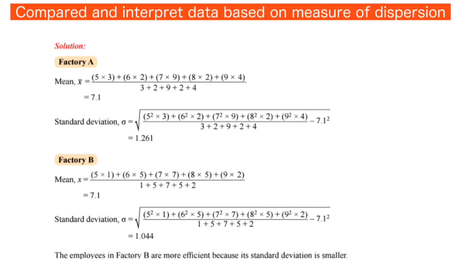So you do the same for factory B. For factory B, the mean is 7.1. So both factories have the same mean, but the standard deviation for factory B is just 1.044. Okay, please press your calculator carefully. So the employees in factory B are more efficient because its standard deviation is smaller. So you need to write a sentence to make a conclusion based on the smaller standard deviation.